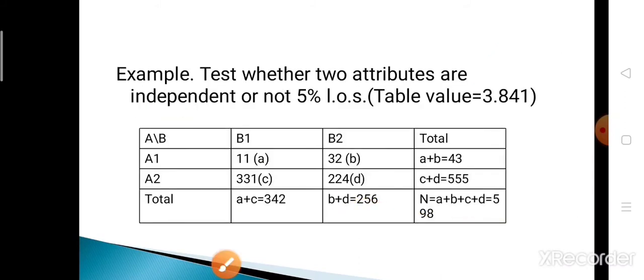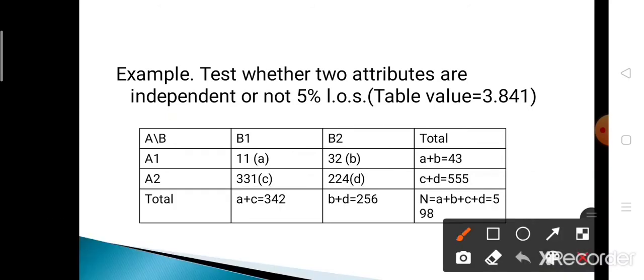Let's see one example. Test whether the two attributes are independent or not at 5% level of significance. The table value we are given is 3.841. So H0 is that two attributes are independent versus H1 is that two attributes are not independent, that is dependent. The second step is level of significance. Here the level of significance is 5%. The third step is test statistic and its calculation.